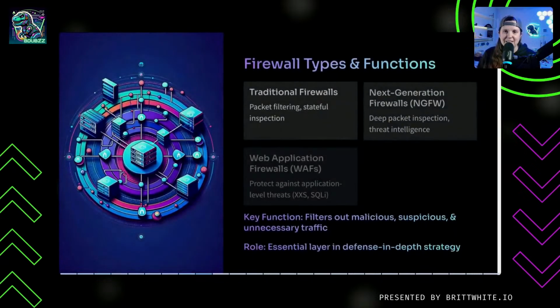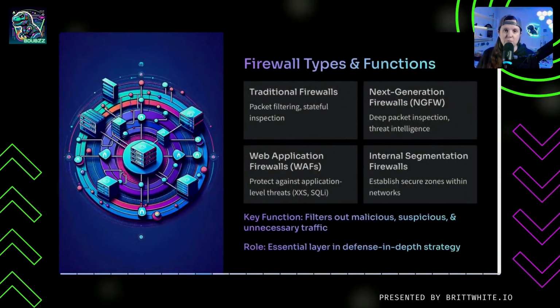First up are our firewalls. These essential security controls protect your network's perimeter and internal segments by filtering out malicious, suspicious, or unnecessary traffic. Traditional firewalls perform packet filtering and stateful inspection, while next-generation firewalls, or NGFW, provide deep packet inspection and threat intelligence. Web application firewalls, or WAFs, focus on protecting against application-level threats, like cross-site scripting attacks or SQL injection. And then internal segmentation firewalls establish secure zones within your network to contain breaches. Together, these different firewall types create an important layer in your defense in-depth strategy.